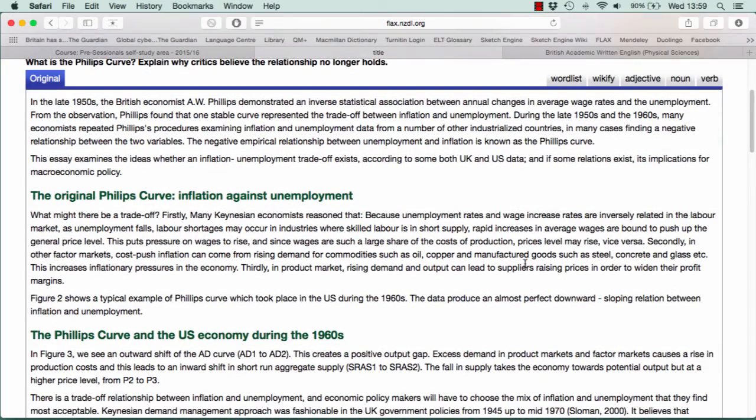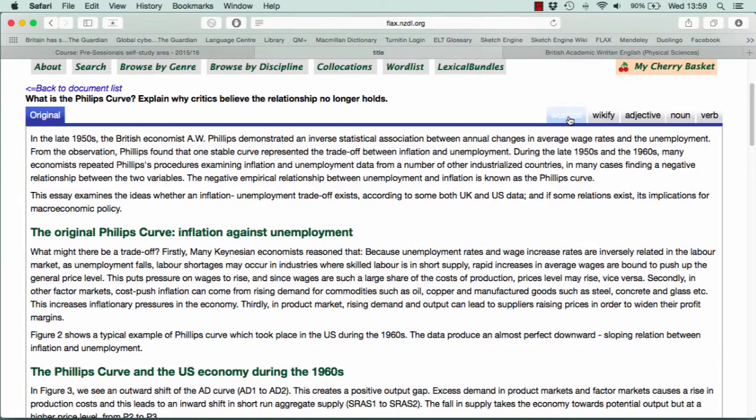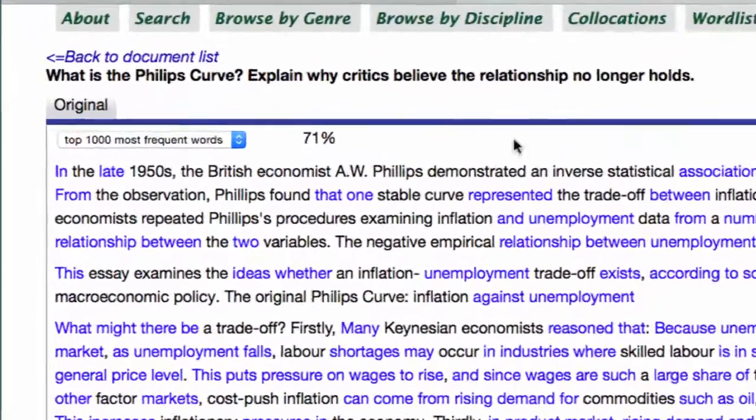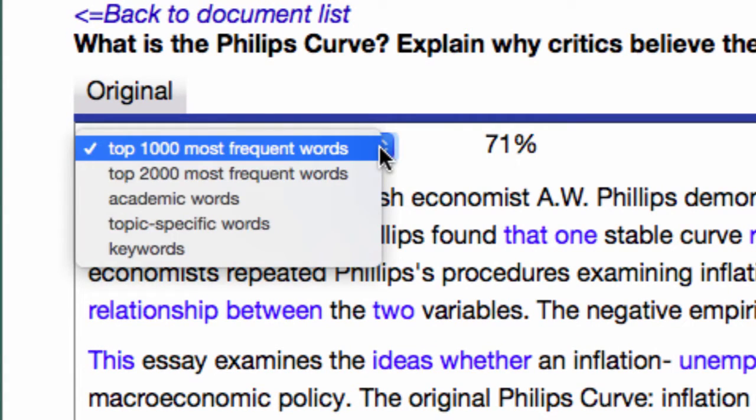What we can do with these when we look at them is examine them in different ways for language. First of all, if we look at this, what we're seeing is that it's highlighting the most frequent words in English that are used in this text.